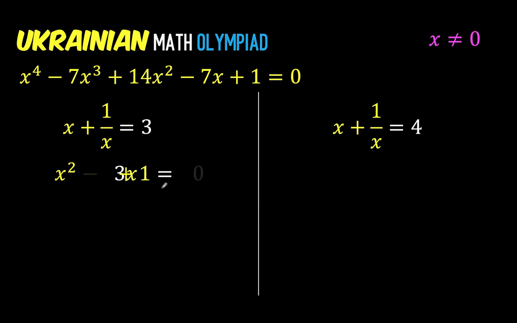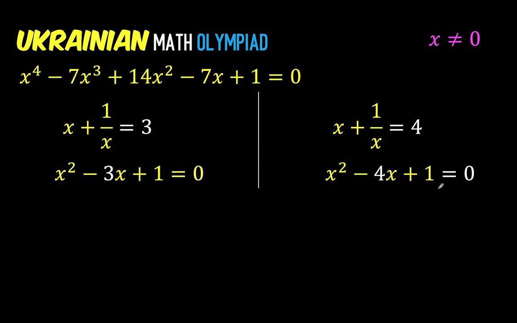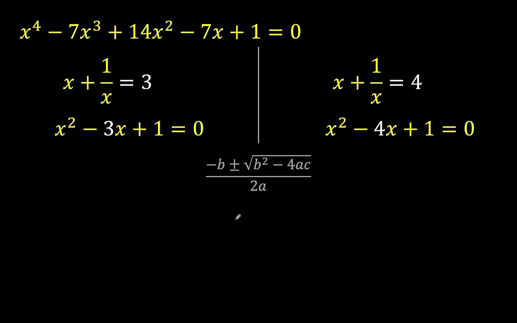Then let's write this in the standard quadratic form. Similarly, at the right side, we multiply each of the terms by x to get x squared plus 1 equals 4x. Let's rearrange the terms so that we can have the standard quadratic form. These two equations are not factorable, so we are going to use the quadratic formula. Here, our a is 1, our b is negative 3, and our c is 1. Substituting those values for a, b, and c to the quadratic formula, this is now the result.